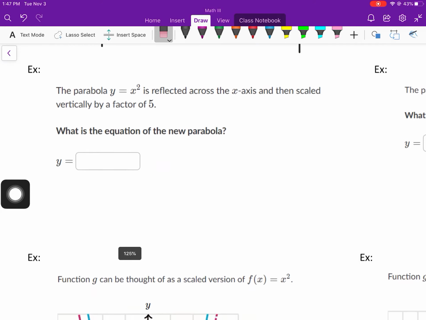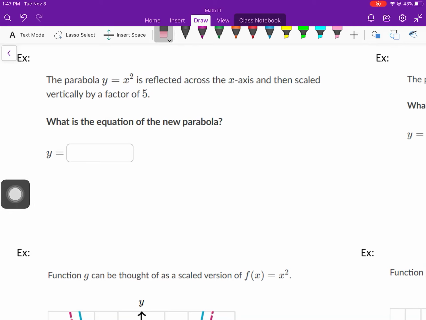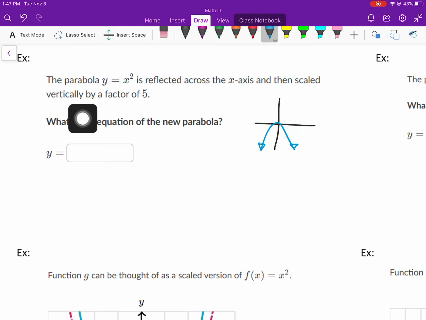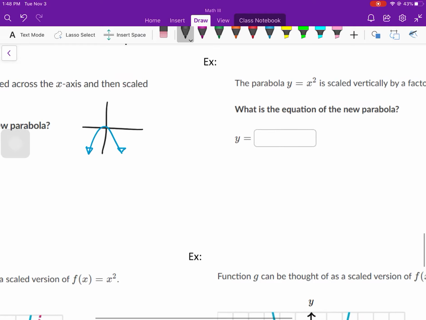So let's take a look at a problem here. So the parabola y equals x squared is reflected across the x-axis. So what that means is that it's been flipped like this. And then it's scaled vertically by a factor of 5. So this is going to be negative 5x squared. So quite an easy problem.